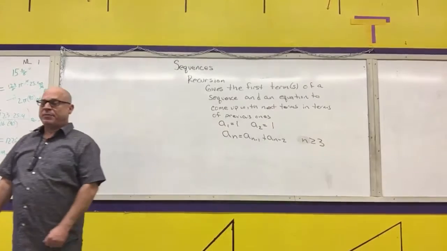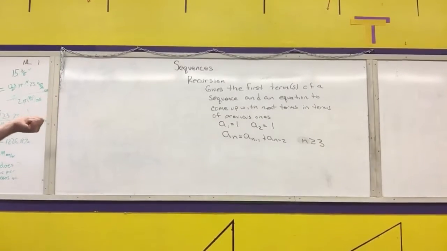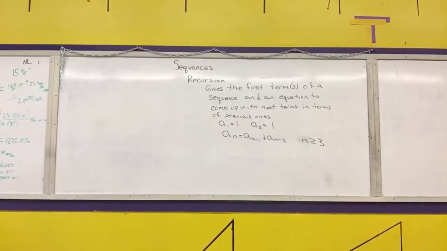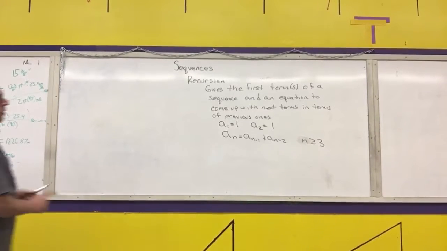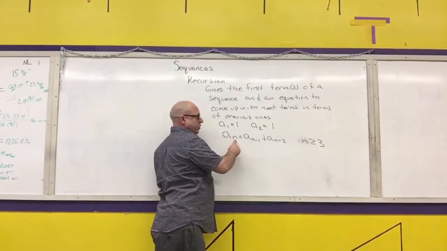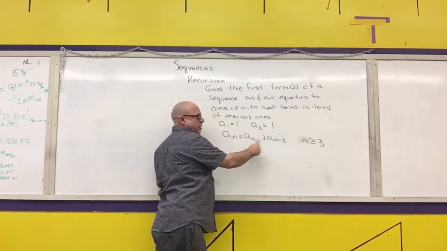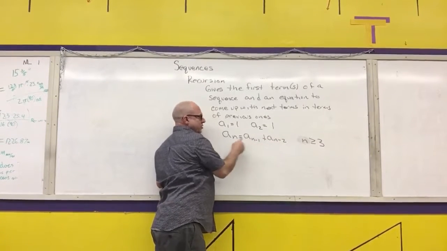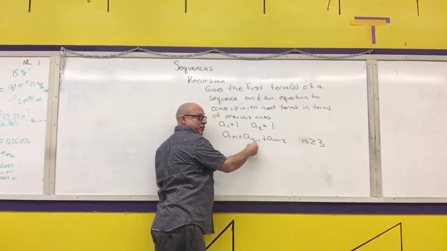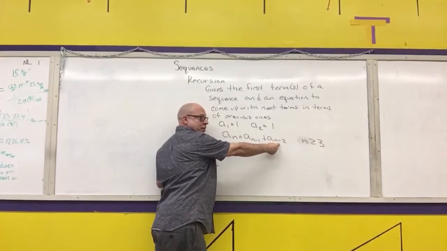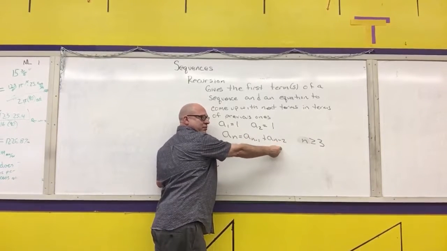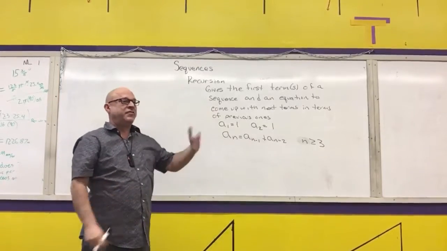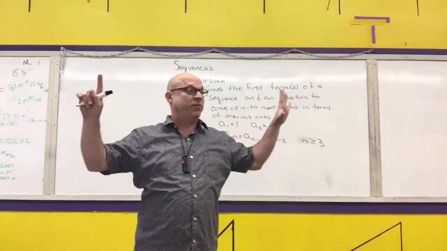So here's a recursive type of equation. I tell you the first term is 1. I tell you the second term is 1. I tell you every term from the third and beyond is equal to the sum of the previous two terms. For example, if I put a 3 in here, what is 3 minus 1? 2. And what is 3 minus 2? 1. So the third term is equal to the second term plus the first term. The fourth term is equal to the third term plus the second term. So let's come up with the first, let's say, 6 terms of this sequence.